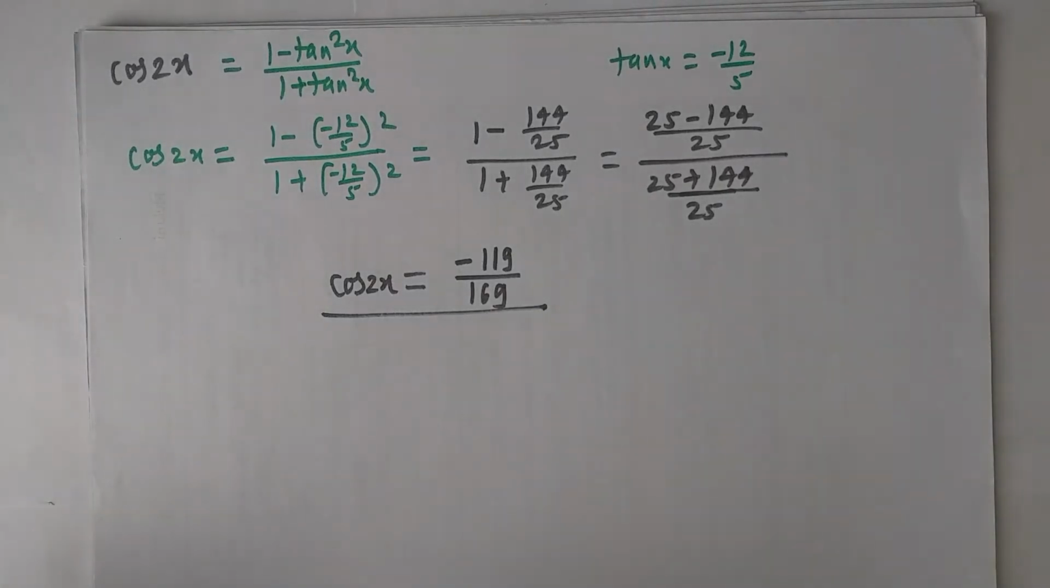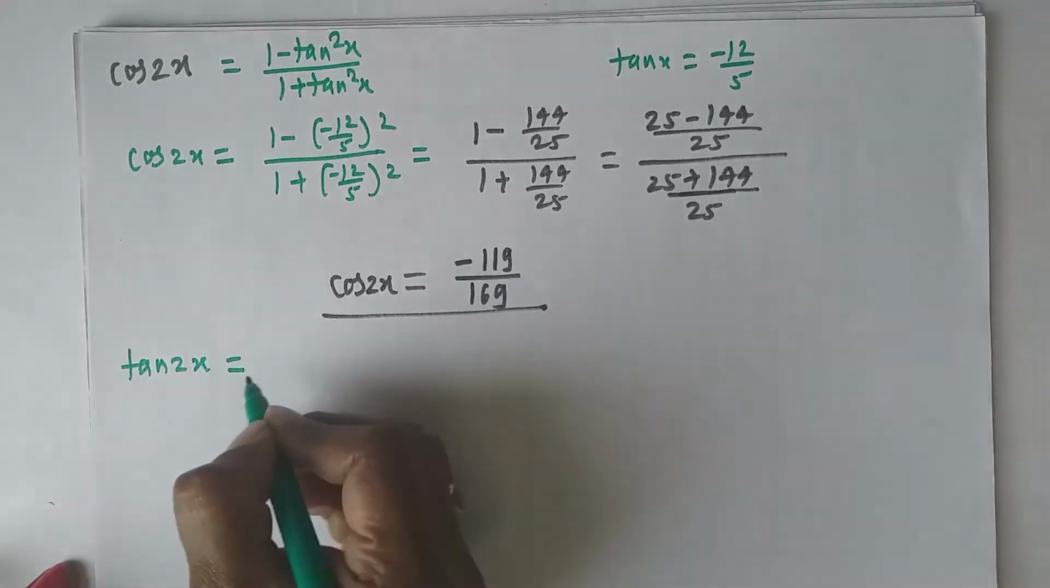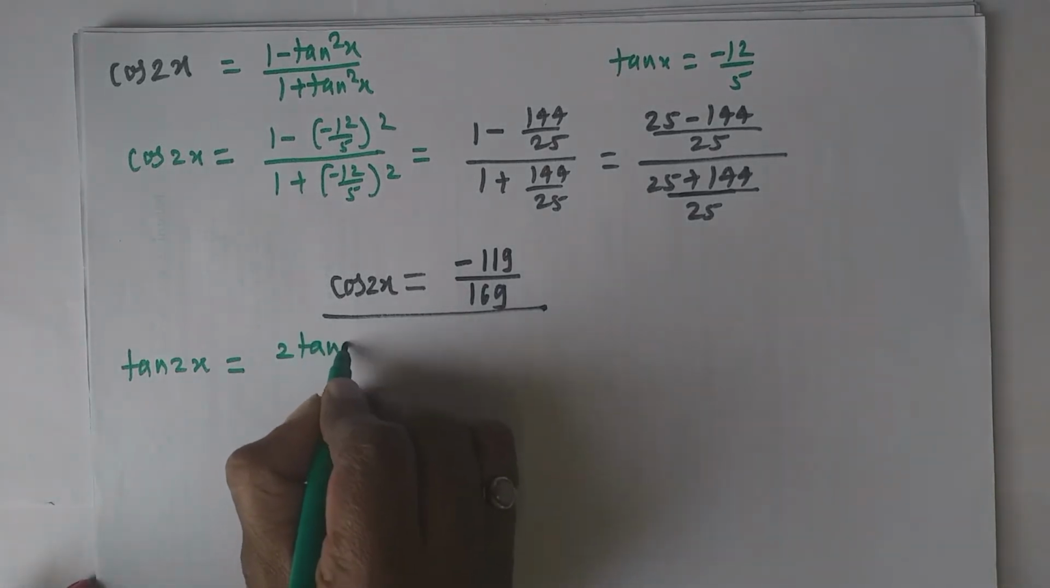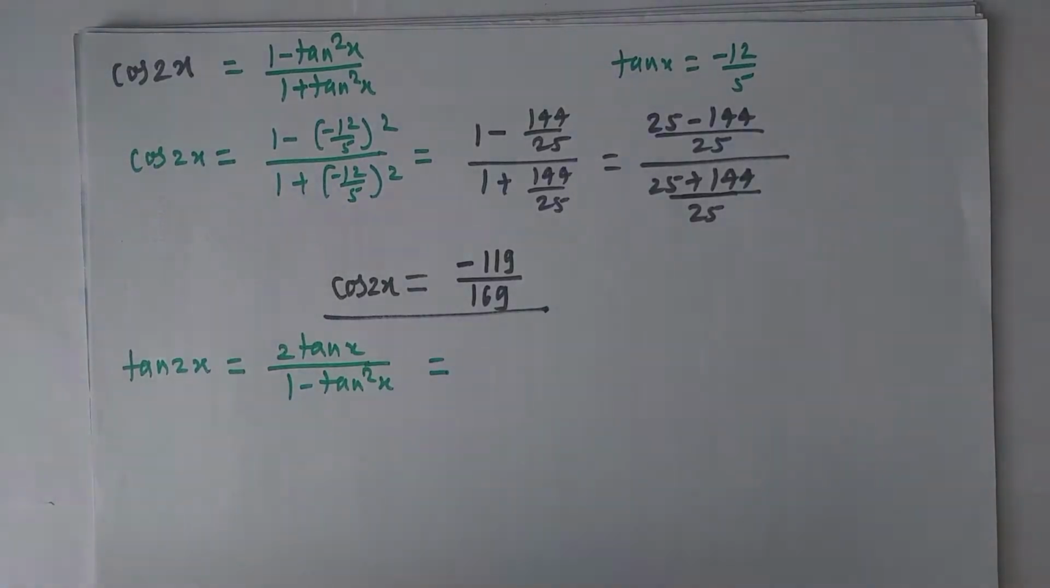Now we will find the value of tan 2x. And it is very simple. The formula for tan 2x is 2 tan x divided by 1 minus tan square x. Now keep the value of tan x here.